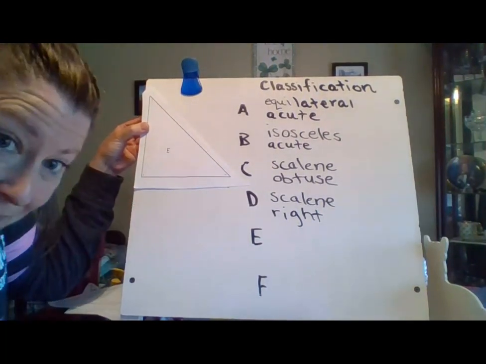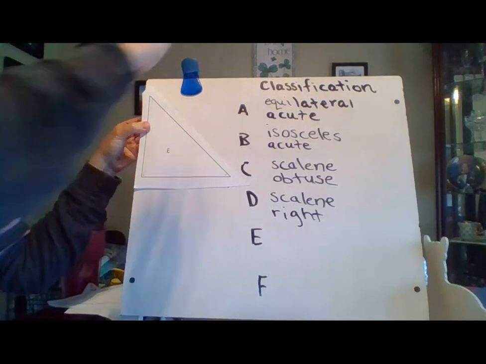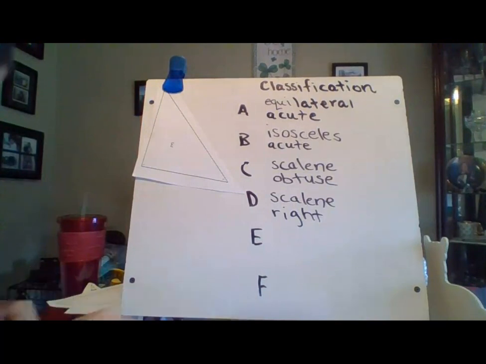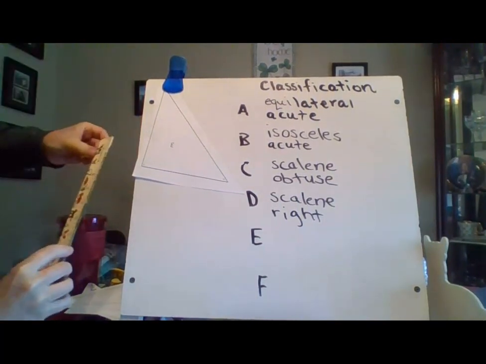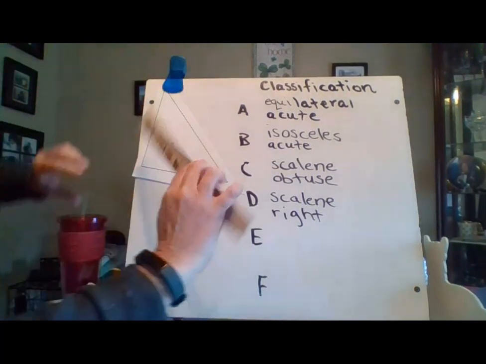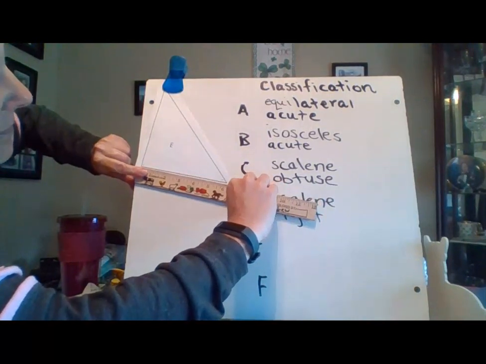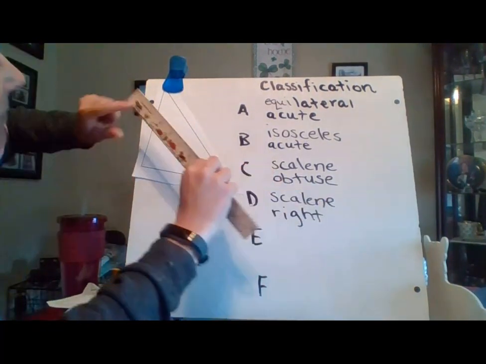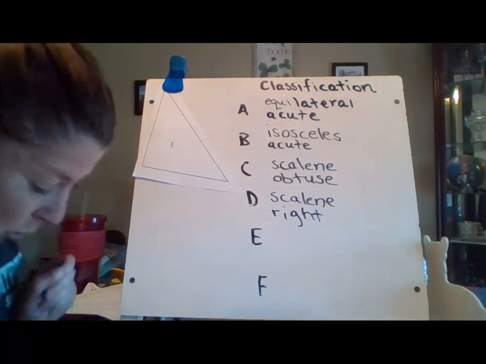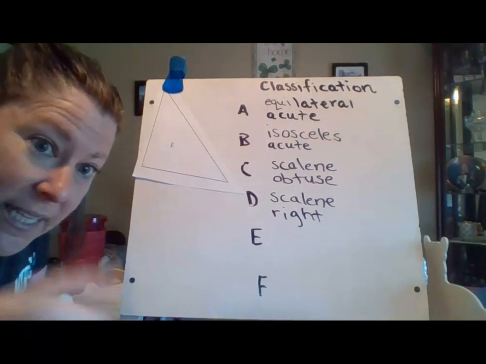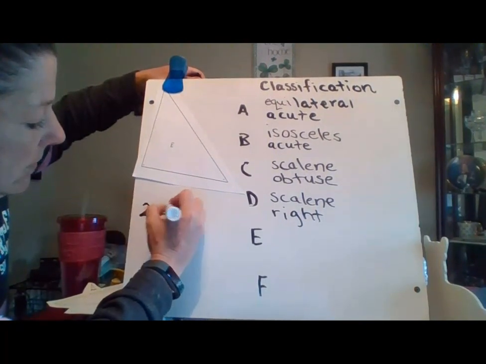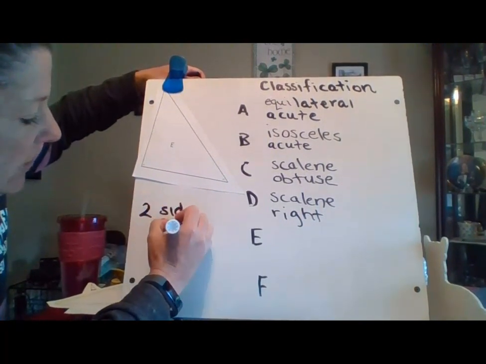Oh, wow, look at letter E. I think you're going to know one thing about this. So first I'm going to do the sides. 6, 6, 8 1/4. So 2 sides are 6. So 2 sides are equal.